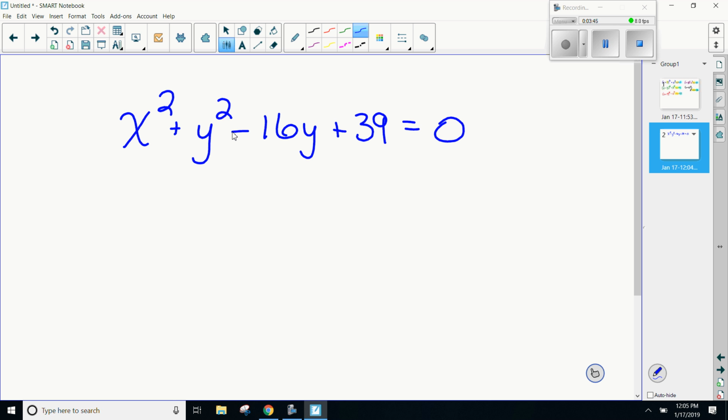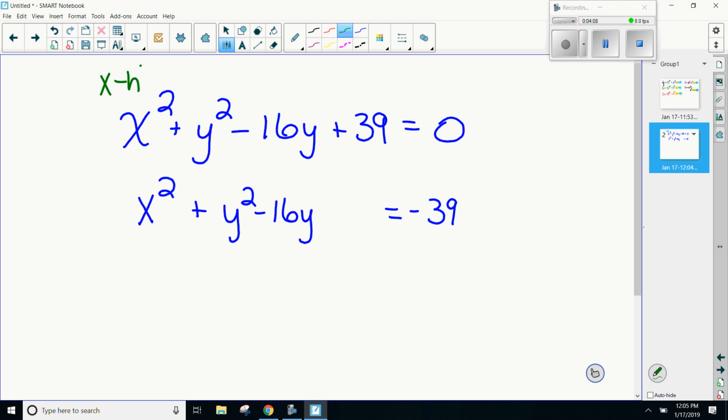And we talked about setting it up to try to put it into a standard form for a circle. X squared plus y squared minus 16y equals negative 39. I just moved the 39 over. But the problem is when I talk about that general form for a circle in terms of x minus h squared plus y minus k squared equals r squared. My x is by itself, and I know that the center of the circle is 0. But what happens with this y information right here? Is it in this format right there?